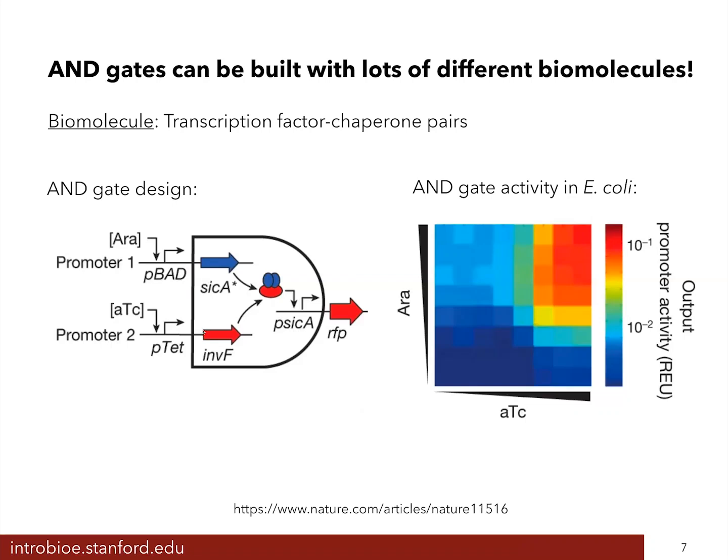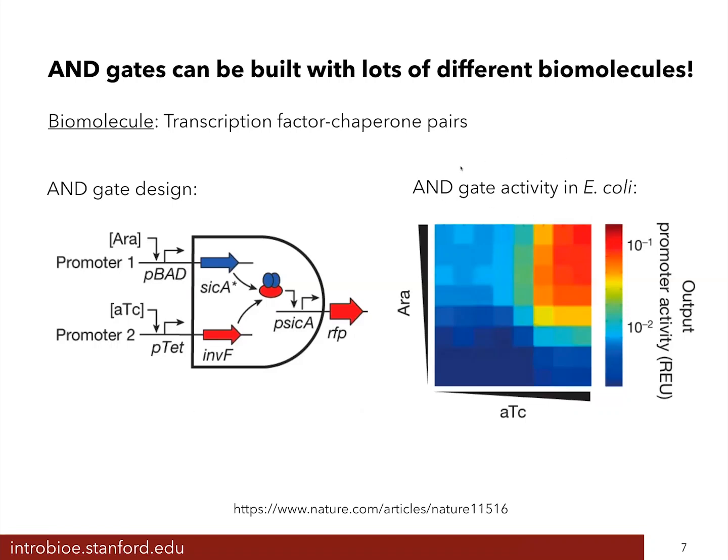SIC-A needs a chaperone called INVF in order to fold correctly. So the second input, the tetracycline, drives expression or initiates expression of INVF. This chaperone protein then helps SIC-A fold correctly, and it's only when you get both SIC-A and INVF expressed in the cell that you get a functional transcription factor that can then turn on this SIC-A promoter and initiate expression of your output gene RFP. So that's the design of this AND gate.